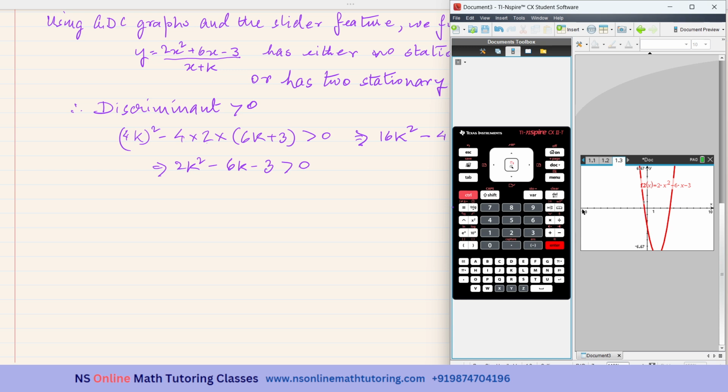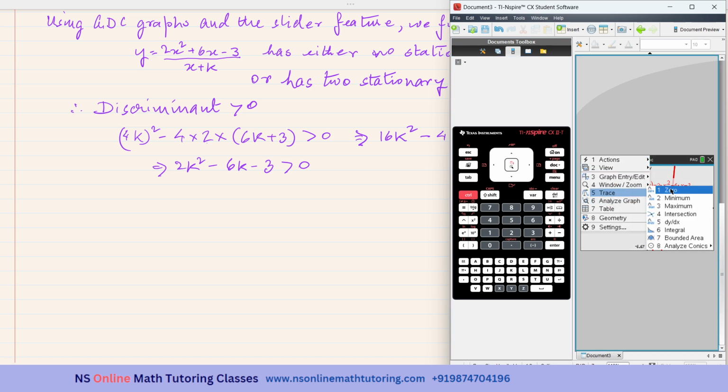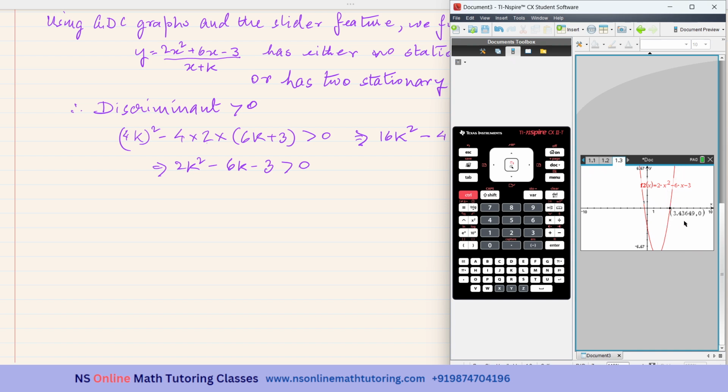And this is a parabola of course because this is a quadratic expression, and you are having two zeros, but this zero is a negative value and k is a positive constant, so I cannot take this negative value for k. I'll be taking this zero. So menu, analyze graph, zero, and this one is 3.43649. And since it is greater than 0, we have to take the values of k for which the expression is greater than 0. That means the graph is above the x-axis. So k should be greater than 3.43649.